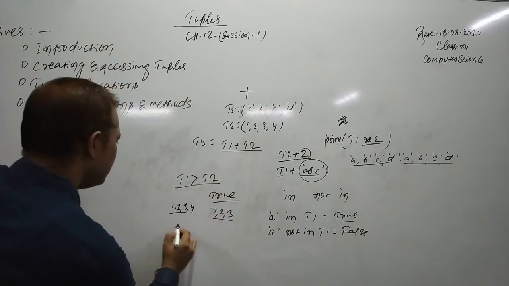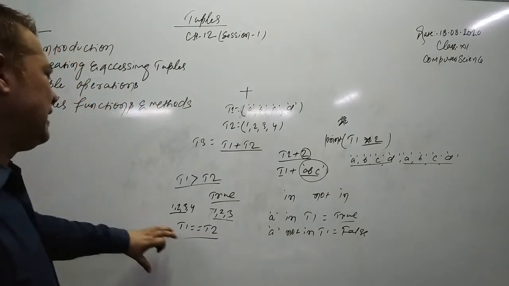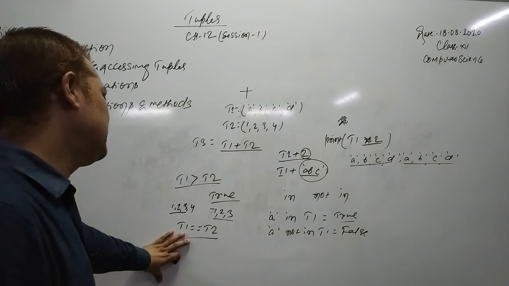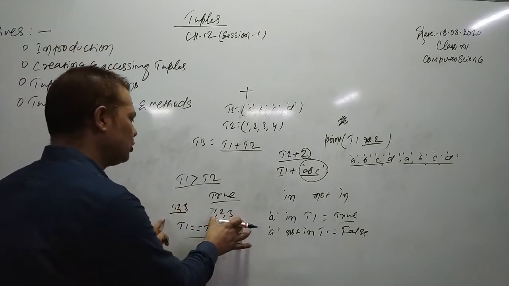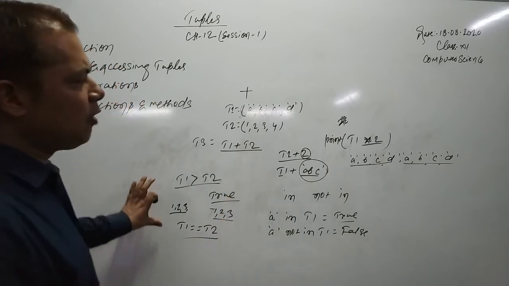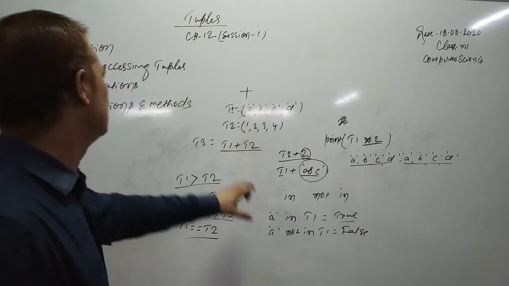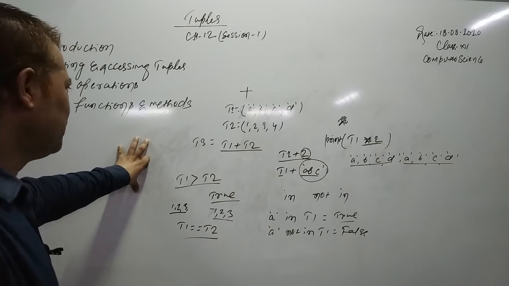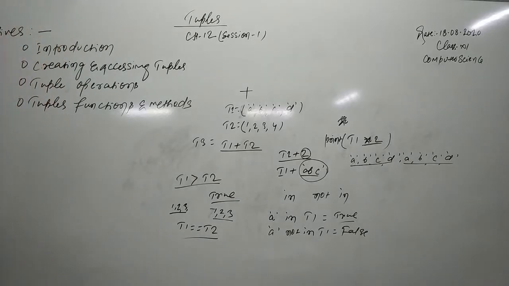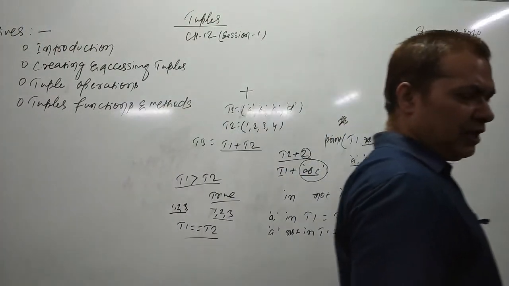Or you may say T1 equal to T2. So you can compare with the equal to operator. Here T1 and T2 will be equal only if both have the same elements. If 1, 2, 3 and 1, 2, 3 are there, it will give you true. So relational operators, addition, multiplication, and in and not in operators you can use. These are the different tuple operations you can perform. I hope this much is very fine. Now we have tuple functions and different methods. We'll discuss that.